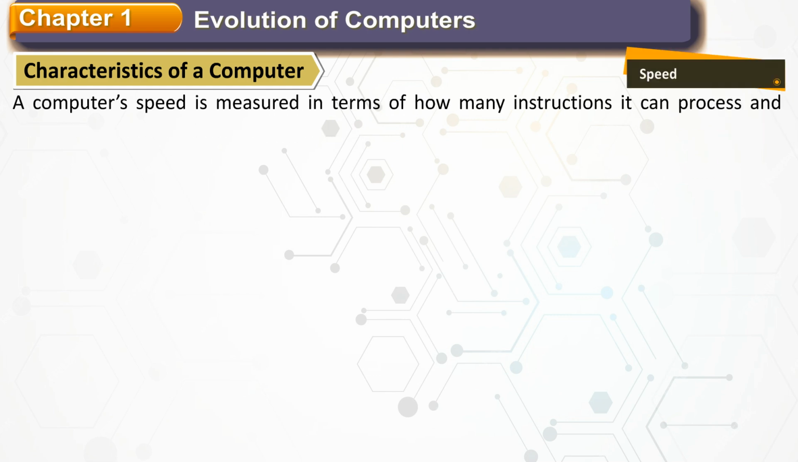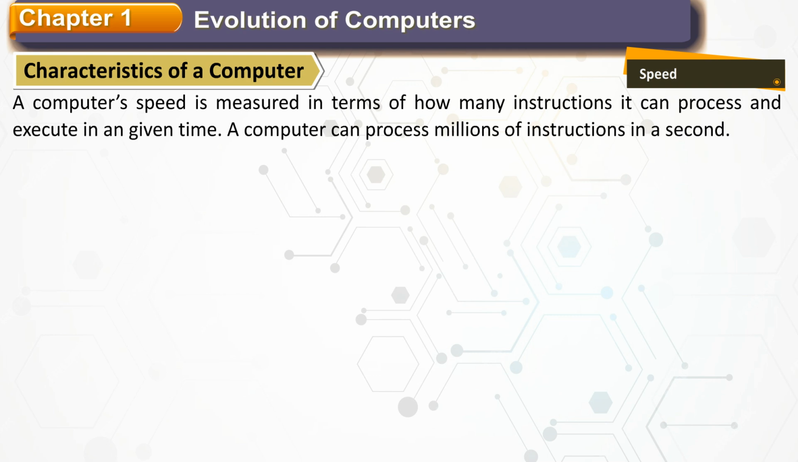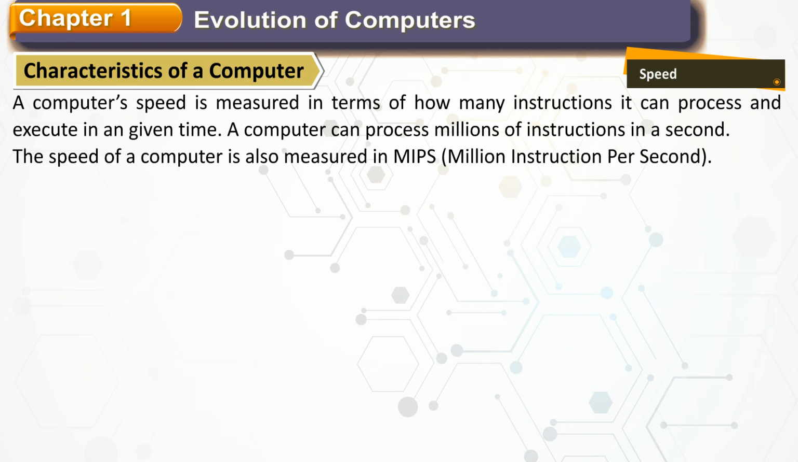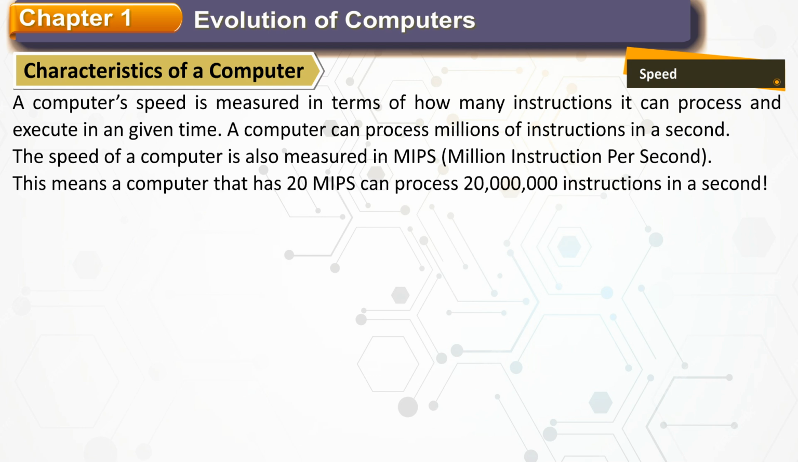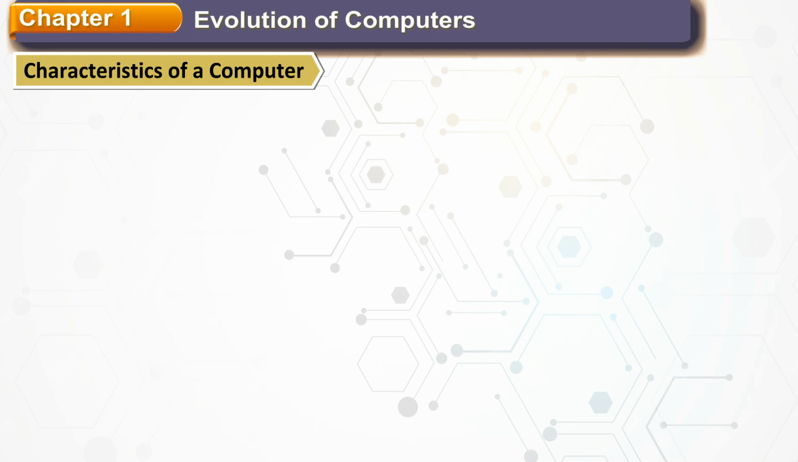Speed. A computer's speed is measured in terms of how many instructions it can process and execute in a given time. A computer can process millions of instructions in a second. The speed of a computer is also measured in MIPS, million instructions per second. This means a computer that has 20 MIPS can process 20 million instructions in a second.